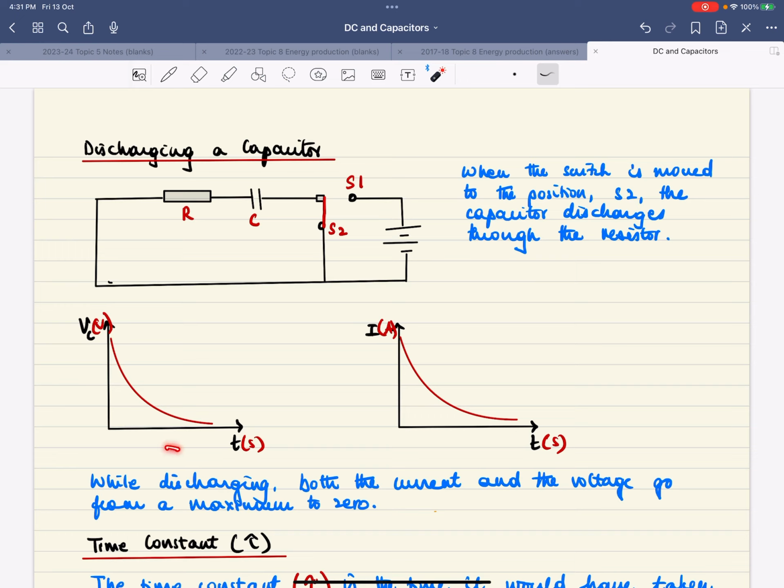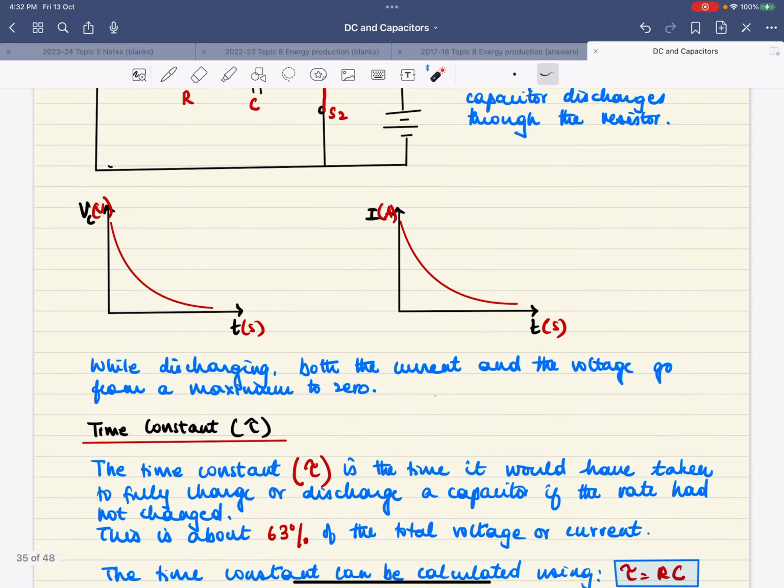Here's your decay curve, and when there is no longer any voltage across the capacitor plates, the current will be zero. So the current is very high at the start and it falls down to zero. Again, these are exponential decay curves, so your line should not actually touch the x-axis.